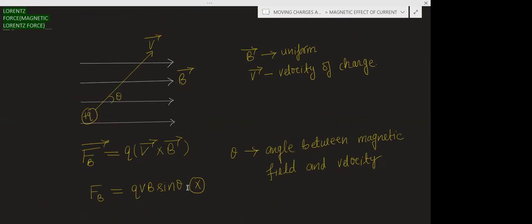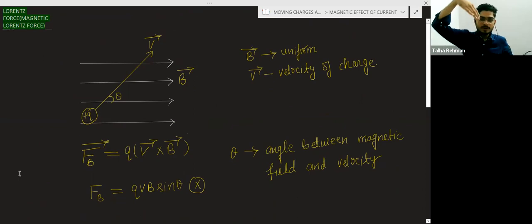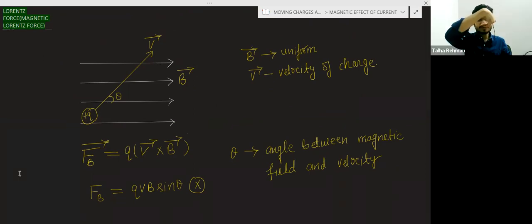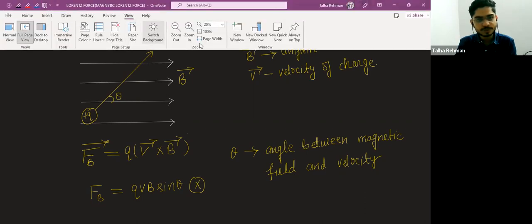Suppose the velocity of this charge is in this direction, so you point your fingers downwards and curl towards the magnetic field. The magnetic force will be towards you. And both these formulas you should know.